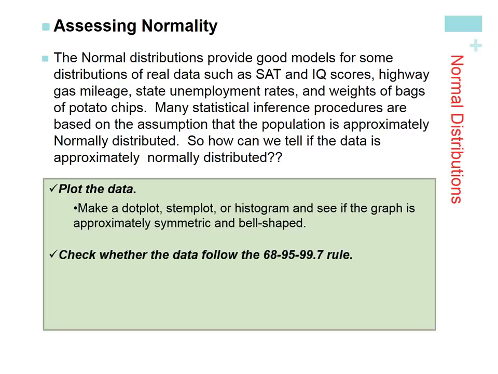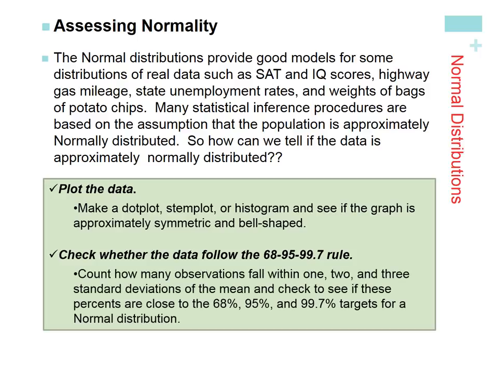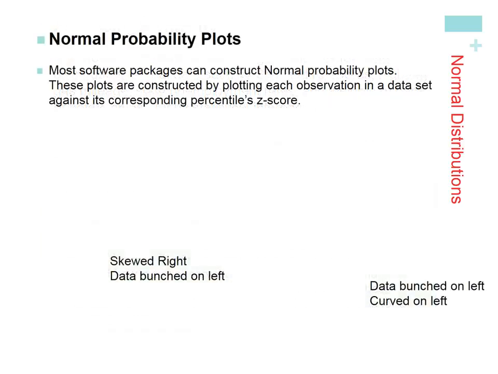We can check to see whether the data follows the 68-95-99.7 rule. That means that 68% of the data is within one standard deviation, 95% is within two standard deviations, and 99.7% is within three standard deviations. How do we do that? We physically count how many observations fall within one, two, or three standard deviations and check to see if these percents are close to 68, 95, and 99.7. They're never going to be perfect. You're going to have to use your good estimation skills to say, okay, if this is really far off, or hey, it's pretty close to the approximation, therefore it's approximately normal.